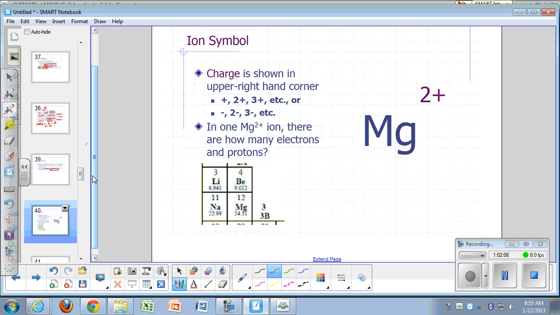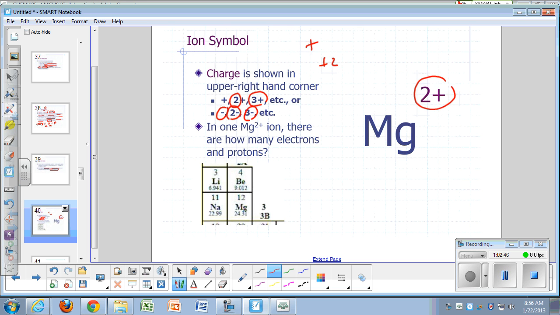When you see the symbol for magnesium, the symbol for an atom, and you see a charge written on the upper right-hand corner, you're dealing with a monatomic ion in this case. The standard way of writing the charge is to write a plus if it's just +1. And then if it's more than +1, you put the number in front of the plus. Instead of writing +2, you write 2 plus. Instead of writing +3, you write 3 plus. Okay? If the charge is negative, you use a single minus sign, or 2 minus, 3 minus, and so on.